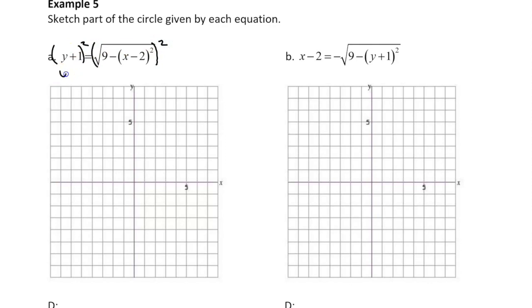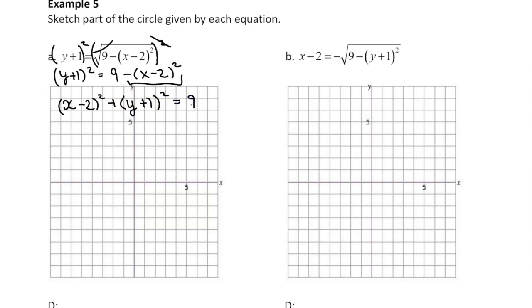So if you did something like that, you would have y plus 1 squared equals, well, the square root that was over the entire right side would reduce with the squared. So you'd have 9 minus x minus 2 squared. And if we then don't expand, but rather we add this x minus 2 squared onto the left side, then you could create something that could say x minus 2 squared, so we've added that onto the left side, plus y plus 1 squared equals 9.